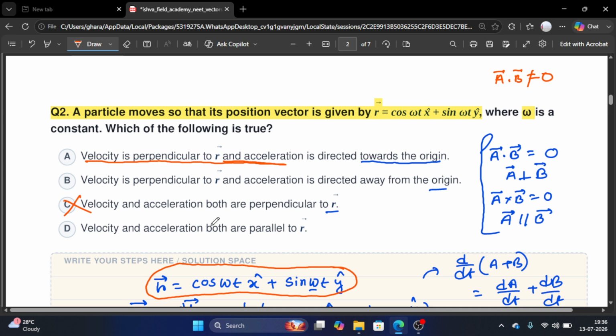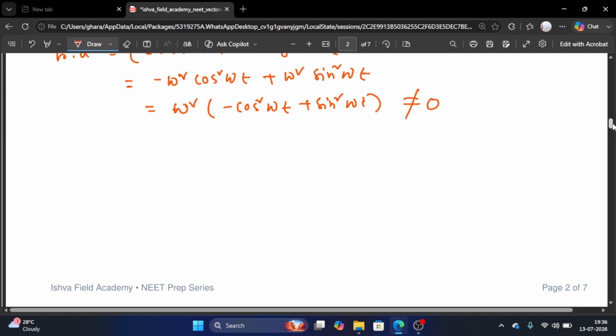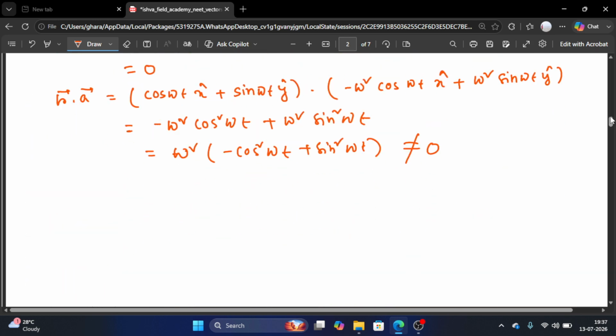Velocity and acceleration are both parallel. If you want to check parallel, you calculate the a cross b. In this also a cross b is not equal to 0. You just calculate this one, I mean a cross b.